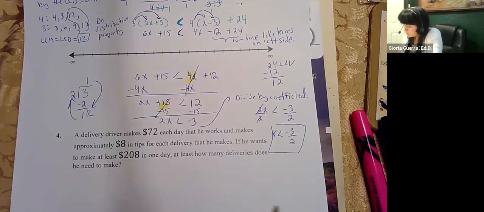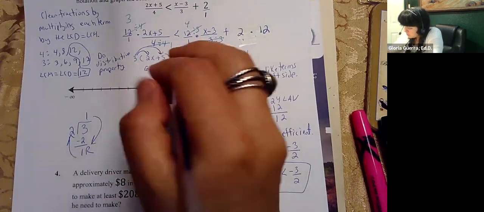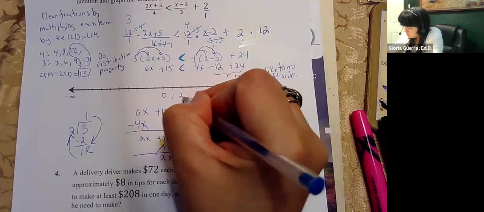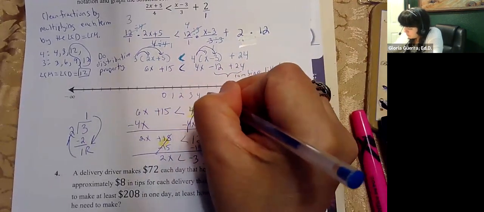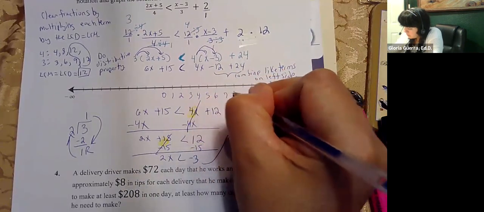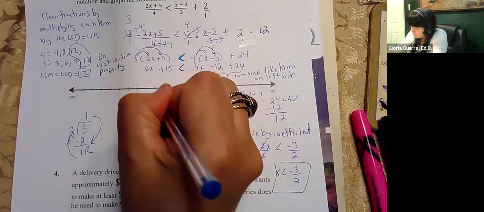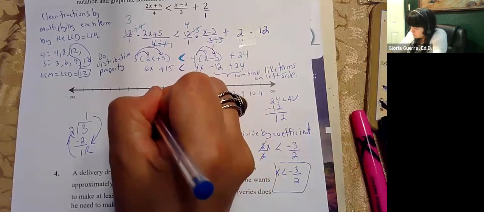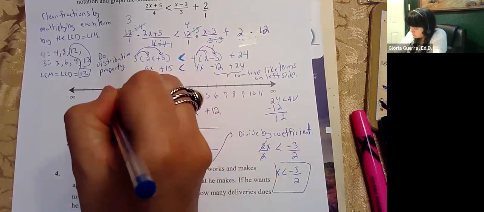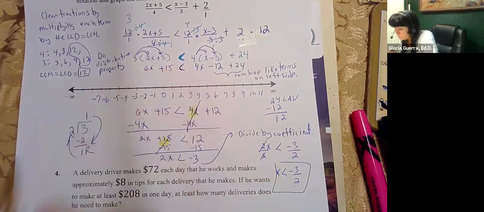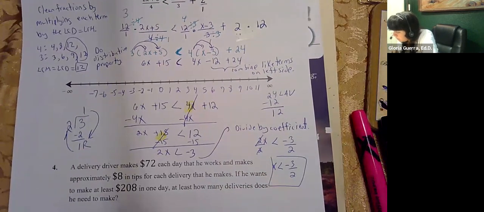Okay, so we're gonna do the graph. The graph is up here. So I'm gonna just put some numbers: 0, 1, 2, 3, 4, 5, 6, 7, 8, 9, 11, negative 1, negative 2, negative 3, negative 4, negative 5, negative 6, negative 7. Okay, so x is less than negative 3/2.